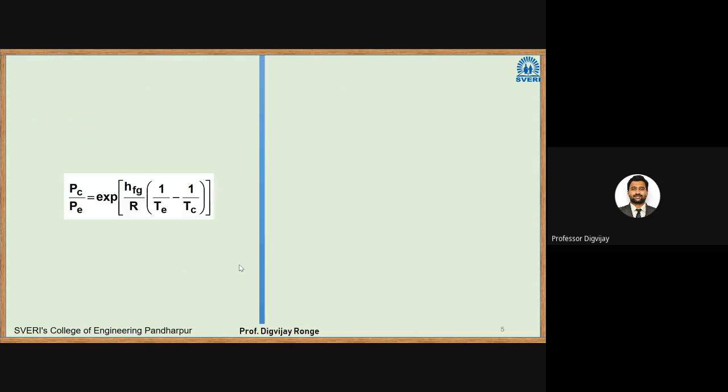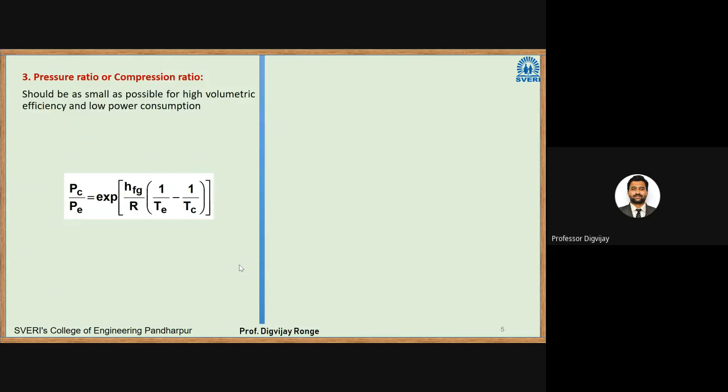Okay. Next we saw the pressure ratio. So the pressure ratio should be small, which leads to smaller capacity of compressors, and it will increase the volumetric efficiency and lower the power consumption. Then we saw the latent heat of vaporization. So latent heat of vaporization is the leading criterion in the selection of refrigerants, because the higher the latent heat, the more heat it will absorb during the phase change.